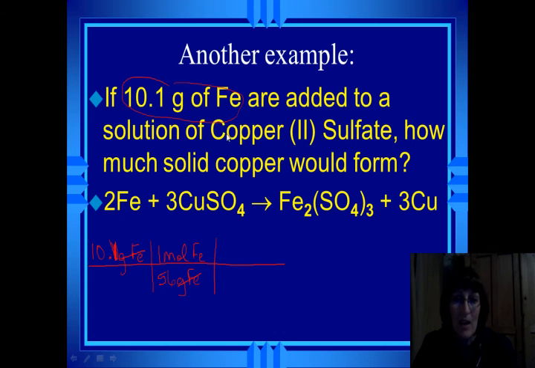They want how much solid copper. Usually when they say how much, they're talking grams. So they want to go from iron to copper sulfate. So for every 2 moles of iron, there are 3 moles of copper sulfate. Oh, wait. How much solid copper? Okay, you got to make sure you know what it is they're asking you. So solid copper. So 2 moles of iron, and for every 2 moles of iron, we have 3 moles of copper.